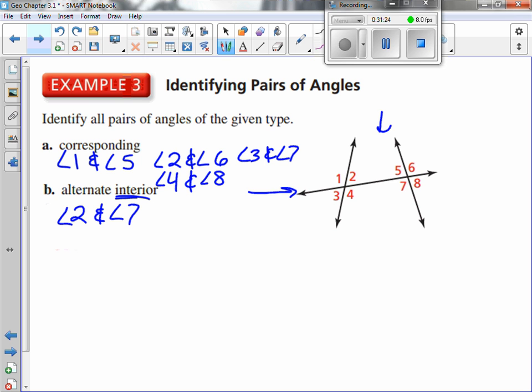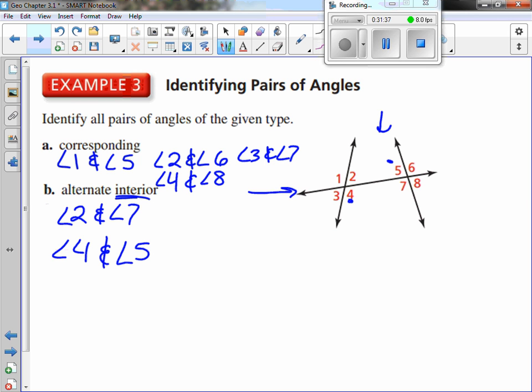Alternate interior. So alternate is opposite sides. And then we would have 4 and 5, because we're looking at opposite, alternate, and inside. Alternate is going to be opposite sides of the transversal and between our two lines. Any questions on these two here? Any questions on how we see these here?